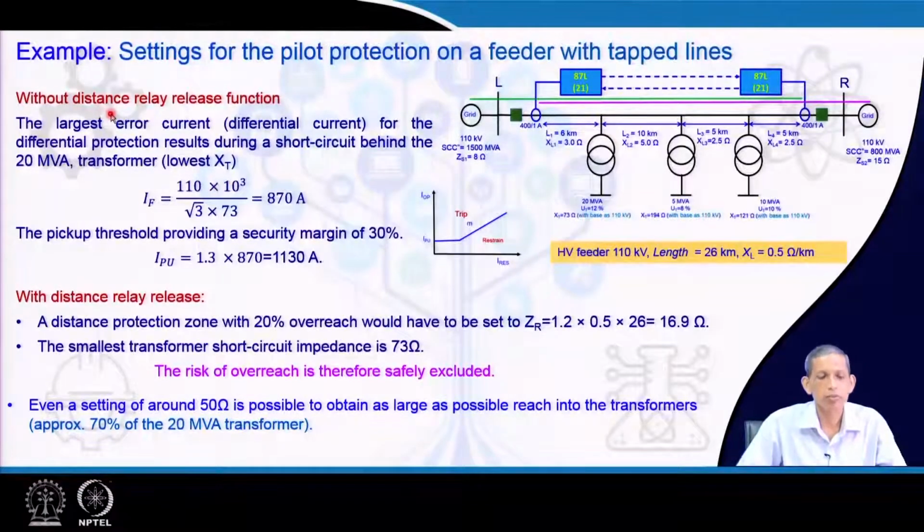Now, let us say we do not have distance relay support to consider for the line differential, then what? And if we have a distance relay support, then what? Now, the largest error current for the differential protection results during a short circuit behind the transformer. Load is one part, true, but if a fault happens beyond the transformer, that fault current will be much more significant.